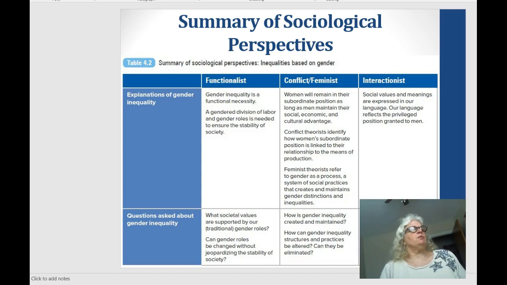From the interactionist point of view, social values and meanings are expressed in our language, and our language reflects the privilege of a position granted to men. From the interactionist perspective, we can see that norms, values, and beliefs define how women are different and treated differently at young ages as girls than boys, and the reinforced role of socialization that comes in as we start to explore it.